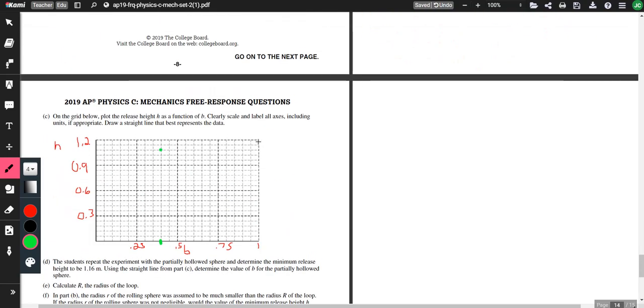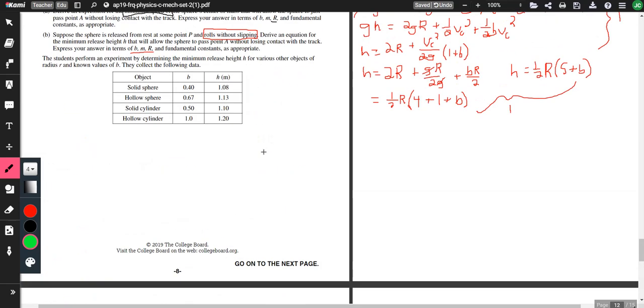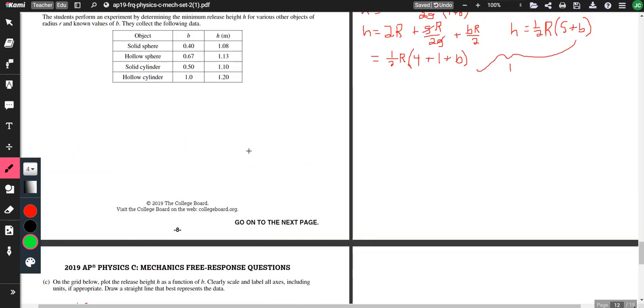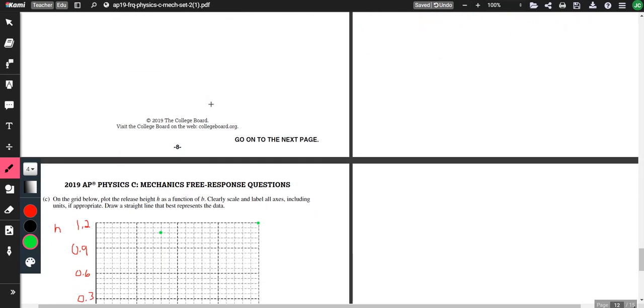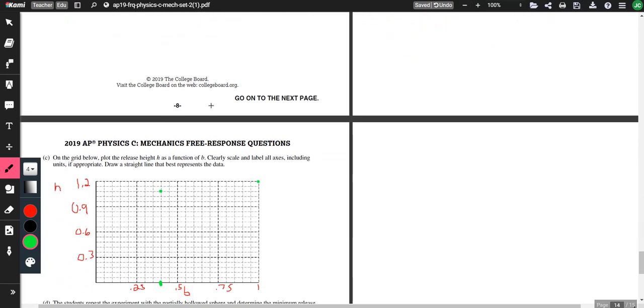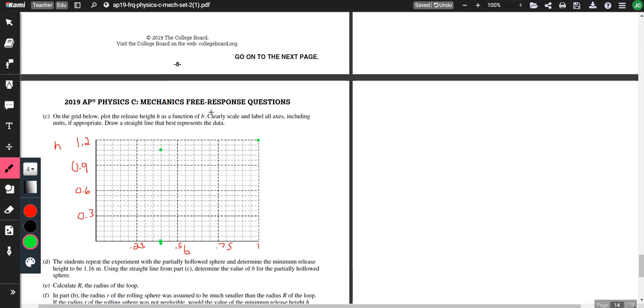You know what? This one's actually easy. 1.2 and that. Let's see. 0.67 and 1.13. So that's going to be 0.67 is going to be right about here, right here, and this is going to be right there.